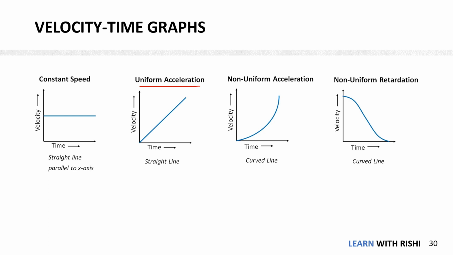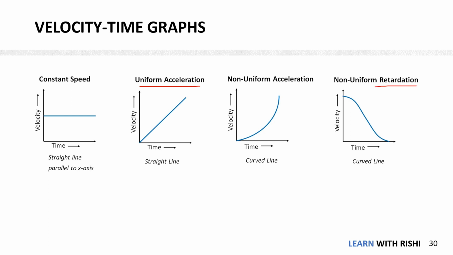Similarly, for non-uniform motion, there are two graphs: one is non-uniform acceleration, the other non-uniform retardation. Let us understand non-uniform acceleration first. Non-uniform acceleration means for equal intervals of time, the change in velocity is different. For example, for the first 5 seconds the change in velocity is 8 meter per second, and for the next 5 seconds the change in velocity may be 6 meter per second or 10 meter per second. So here you will not get a straight line, you will get a curved line.